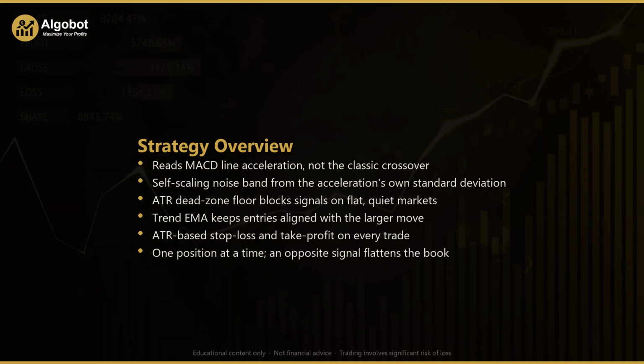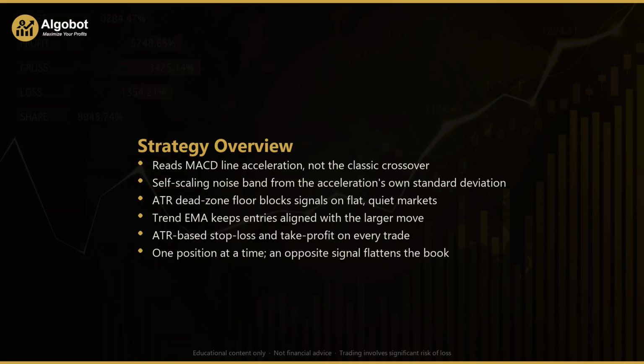The challenge with raw acceleration is scale. On foreign exchange pairs, metals, and indices, these numbers are tiny and completely instrument-specific, so a fixed threshold would be useless. The strategy solves this with a fully self-scaling gate. First, it builds a noise band from the standard deviation of recent acceleration values over a chosen window, multiplied by a band factor. The current acceleration must burst outside that band to count. Second, it applies a dead zone floor tied to the average true range, so a flat, quiet market with a near-zero band can't accidentally produce a signal. A valid impulse has to clear both thresholds at once.